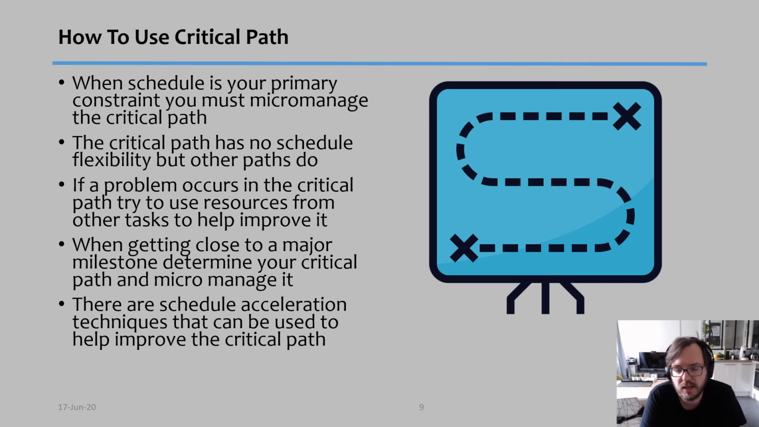And this is because many of the other tasks have enough time to catch up, let's say, but the critical path does not. When getting closer to a major milestone, determine your critical path and make sure you micromanage it in order to be able to achieve that milestone successfully. And finally, there are schedule acceleration techniques that can help you shorten the duration of your critical path. Those techniques will obviously have a variety of trade-offs. Some of them cost more, some of them add risk, but they allow you to basically accelerate the project.